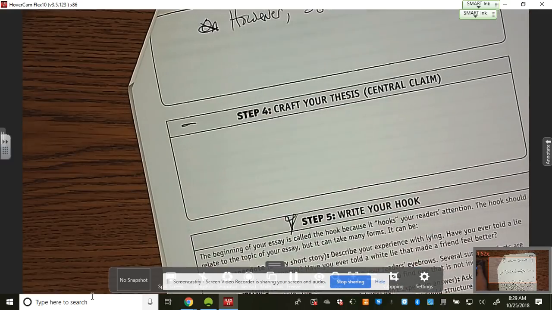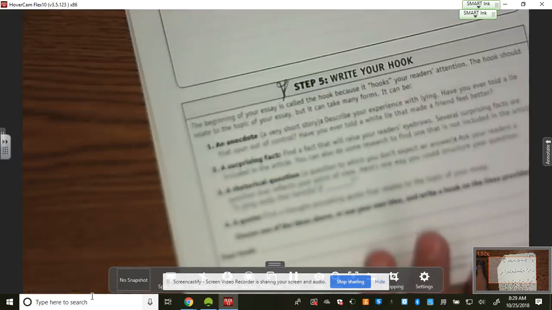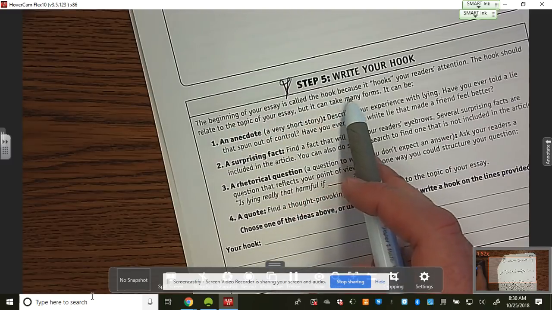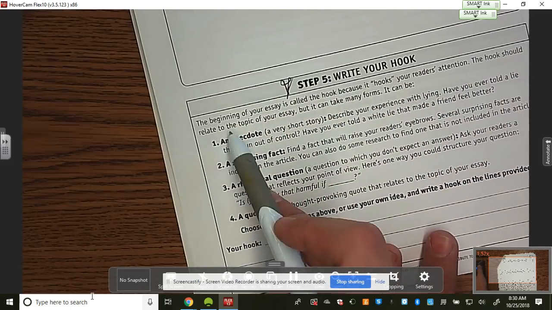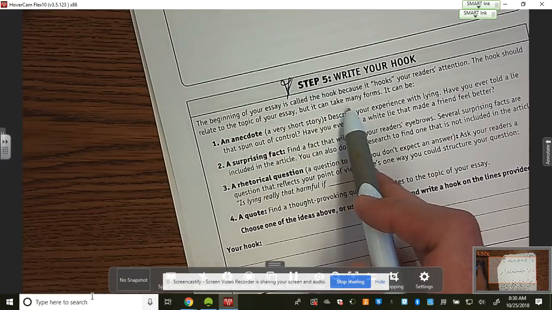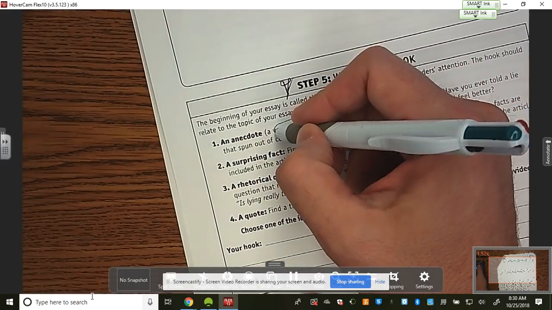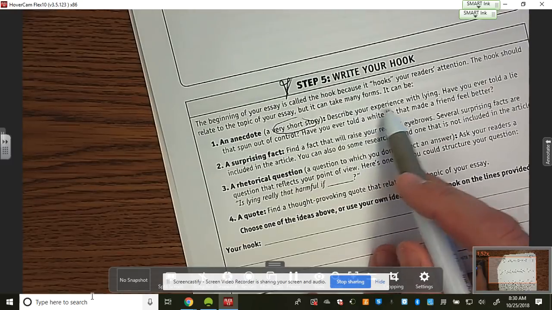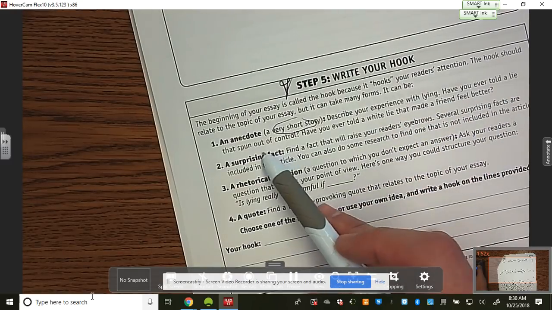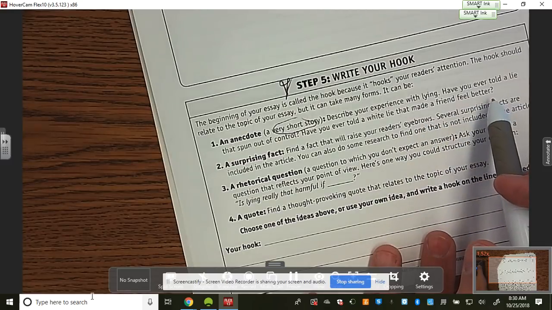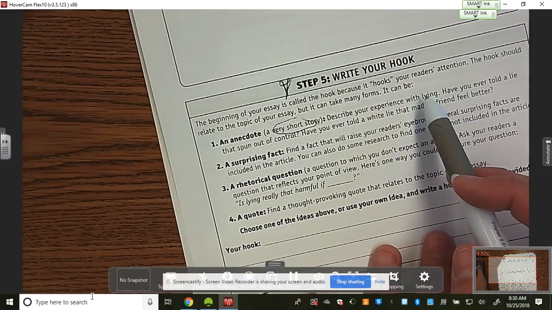We're going to skip craft your thesis. Then we're going to go down to write a hook. The beginning of your essay is called the hook because it hooks readers in. The hook should relate to the topic of your essay, but it can take many forms. It could be an anecdote, which is a very short story. Describe your experience with lying. Have you ever told a lie that spun out of control? Have you ever told a lie that made a friend feel better? You could tell a really good story about it.